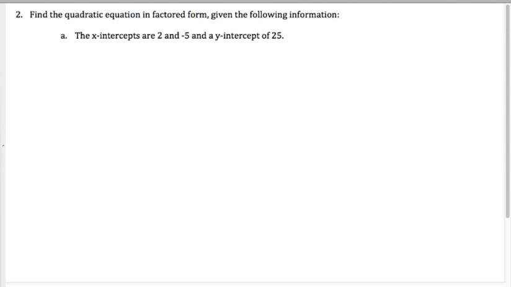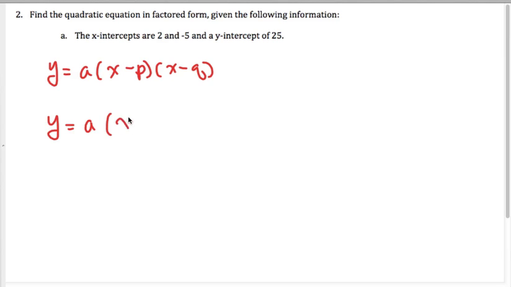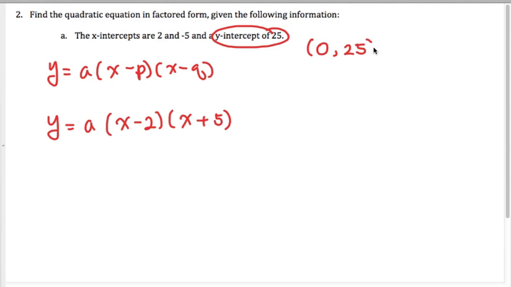Next question. Find the quadratic equation in factored form given the following information. x-intercepts are 2 and -5, and the y-intercept is 25. So y is equal to a times x minus p, x minus q. The p and q are my x-intercepts, so I can write y is equal to a times x minus 2 and x plus 5. You have to change the signs over there. And it says the y-intercept is 25. I know that the y-intercept happens when x is 0. So the coordinate of the y-intercept is 0, 25.